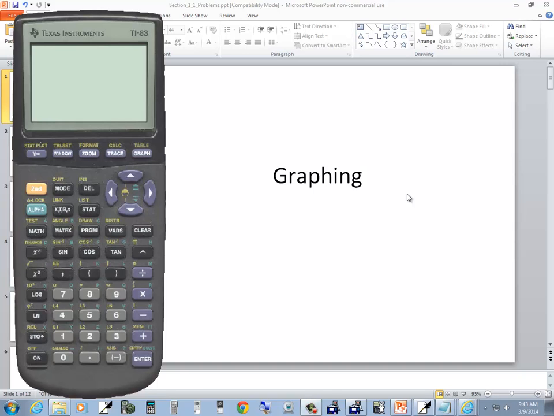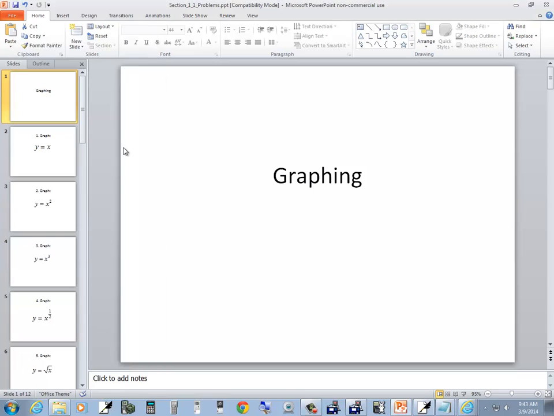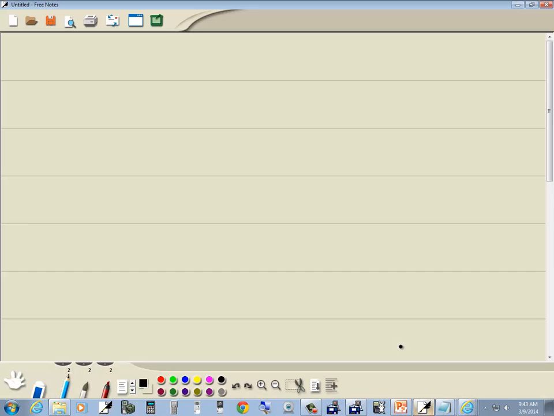Let's take a look at graphing on a TI-83 calculator. These are all our basic building blocks of graphing. You may already know how to graph these. That's not the point here. The point is we're trying to learn all the basic building blocks so we can then combine them together later on and make more complex graphs. So let's look at our first one.